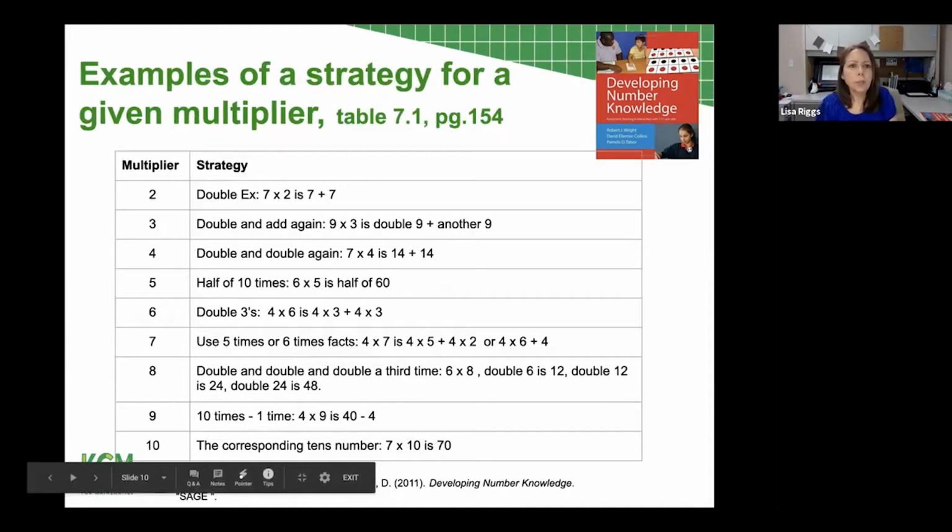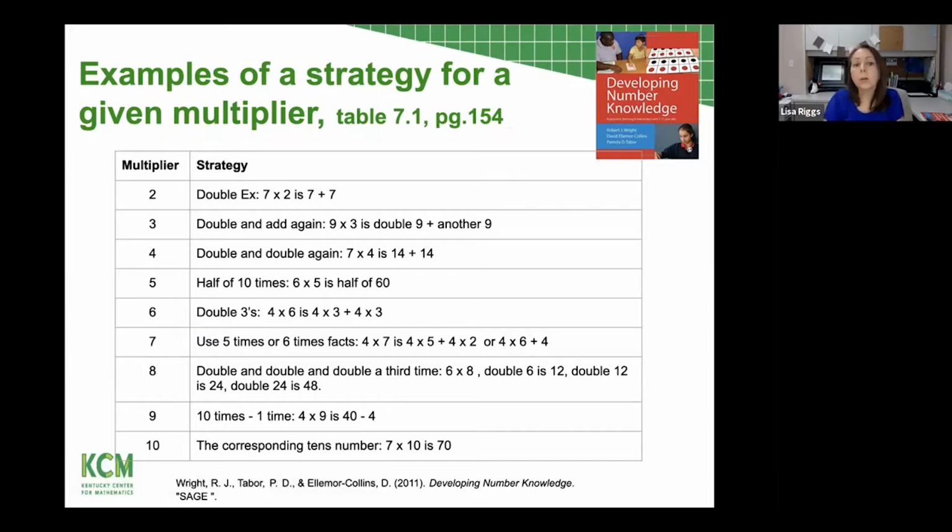So from the Red Book, there are some examples of strategies for different multipliers. Okay? So as we said before, we don't want kids to just say the facts, for example, 7 times 2. But we want them to understand what it means. And so I just thought this was a nice chart to give you some ideas of ways that we can help kids see that quantitative aspect of the multiplication facts and to apply a strategy to it.